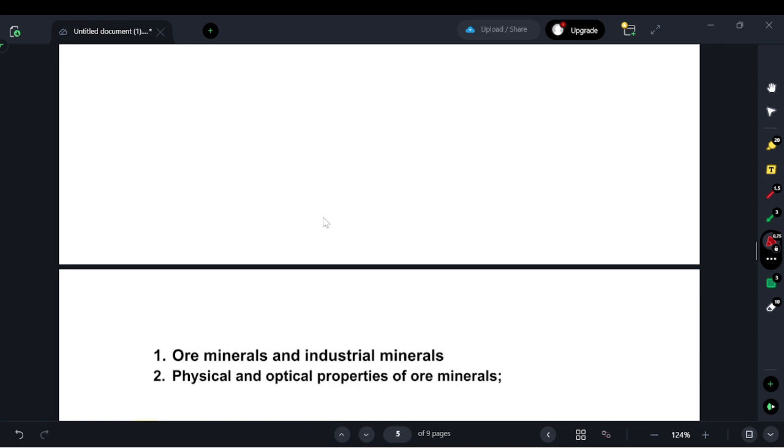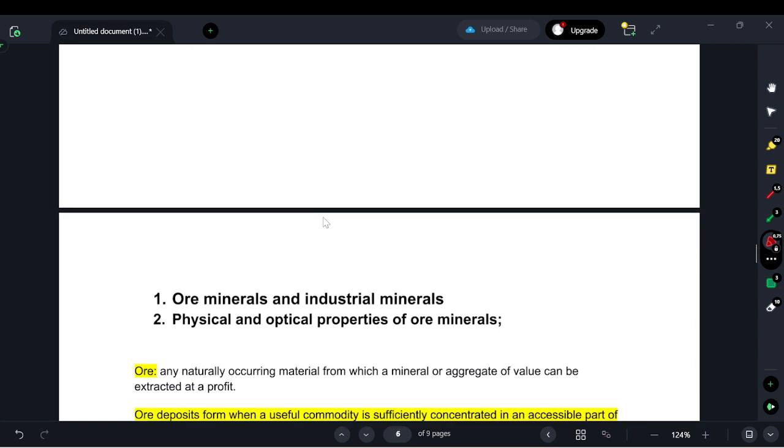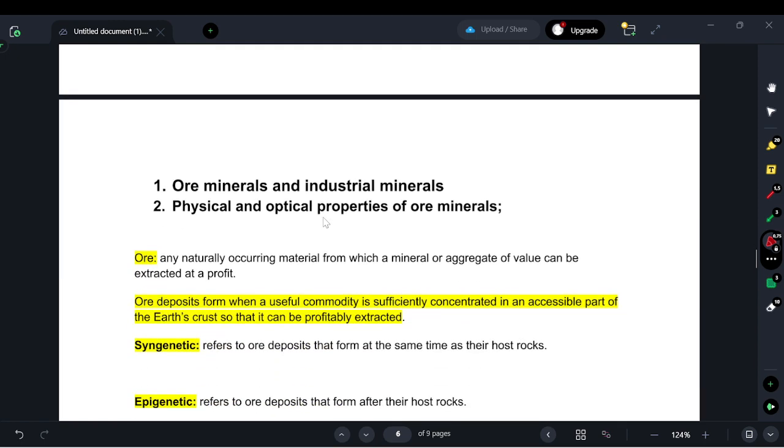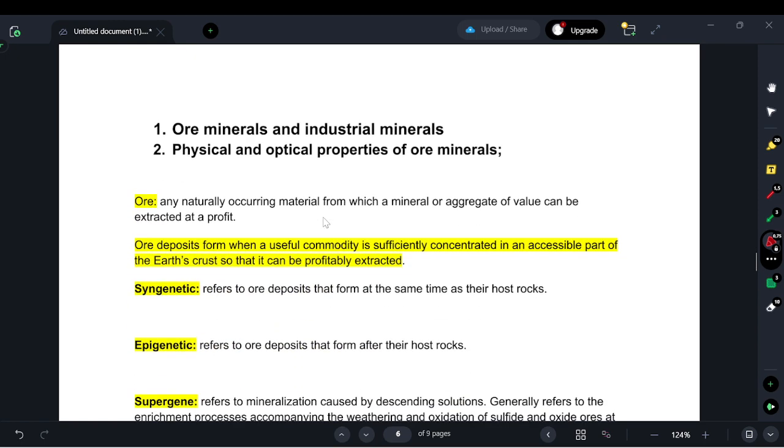Okay, no one is answering. I'm assuming you might not have studied this, or you might not be able to remember it right now. So I will be starting with it only. So what is ore? It is any naturally occurring material. Any material. Ore is a mineral.